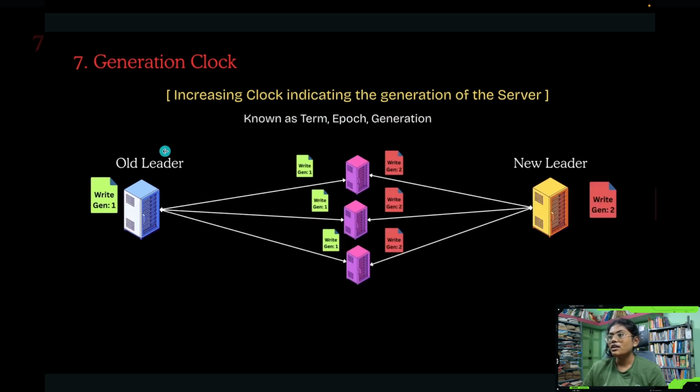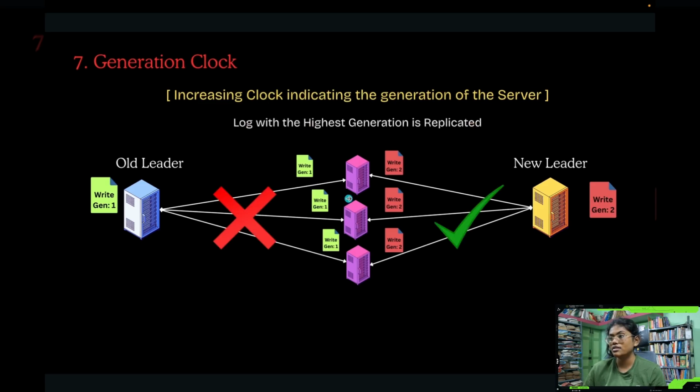For example, here we are having an old leader which is sending a write proposal on the generation 1, and we have already created a new leader because of the garbage collection time pause with the generation 2. If both of the leaders are sending a particular proposal to the follower systems, the systems will only accept the proposal from the server with the highest generation. Log with the highest generation will get replicated.